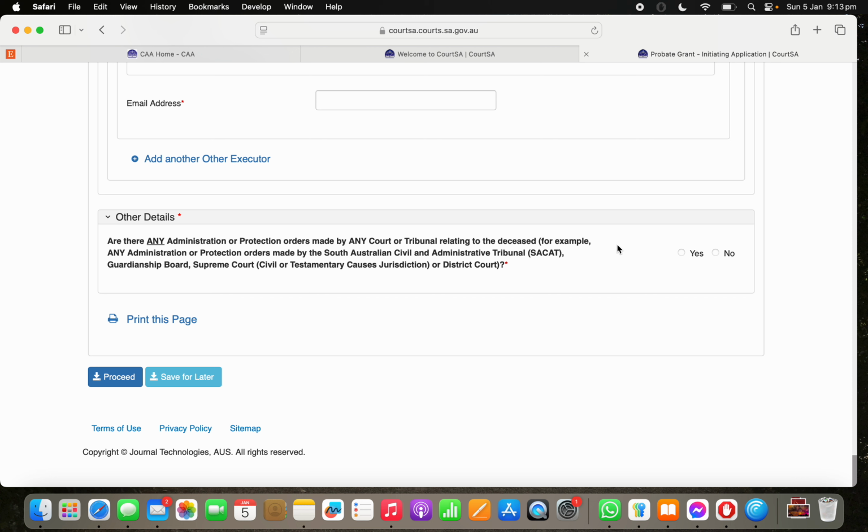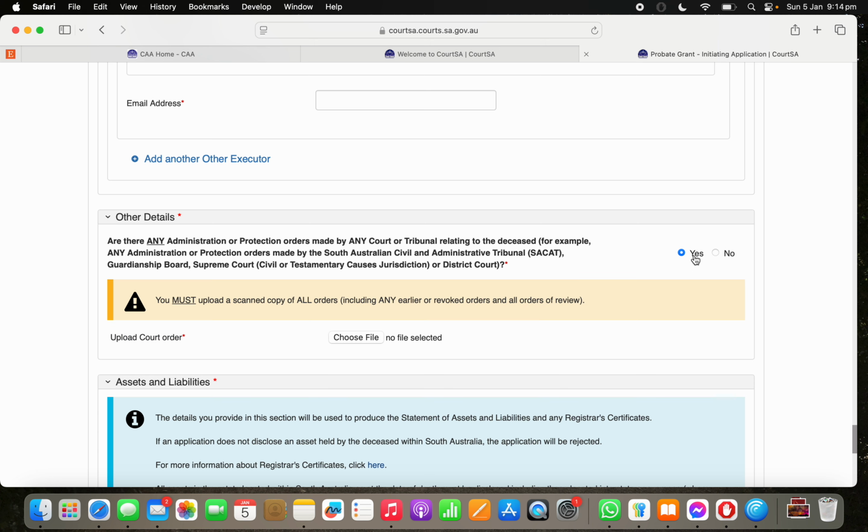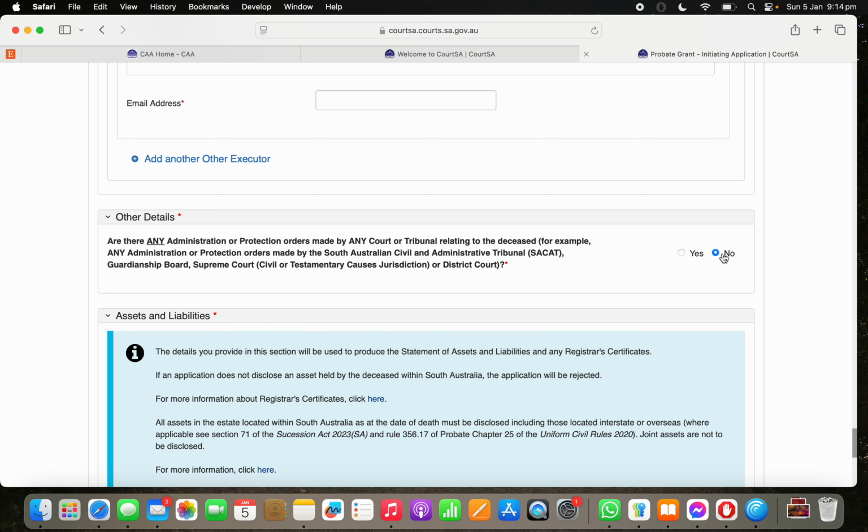Now, these are really important because they quite often will have a paragraph restricting the ability of a person to make a will, or they can only make it in certain circumstances. So if you have one of these, you need to upload it to the file. You need to upload all orders from the original all the way through to the reviews to the last one before their death. But if you don't have one, just tick no and you can continue on with your application.